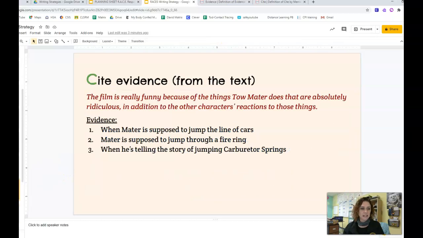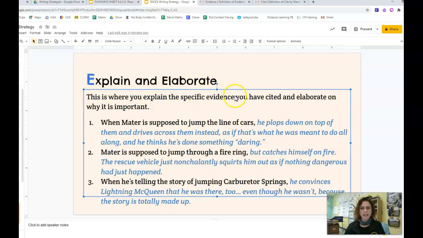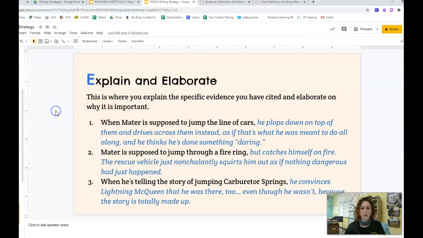So it's not enough just to cite it. Now I have to explain why I've used that evidence and elaborate on why I think that that evidence is important and supports my answer, okay? So this is where you explain the specific evidence you've cited and elaborate on why it's important. So what I did was I just left my original evidence here, and in blue, I've written my elaboration. So it says, one, when Mater is supposed to jump the line of cars, he plops down on top of them and drives across them instead, as if that's what he meant to do all along, and he thinks he's done something daring. Okay? It's ridiculous. I literally laughed out loud the first time I saw that.